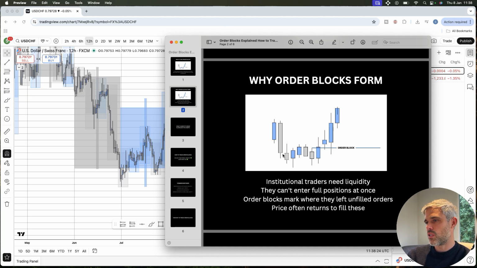As retail traders, we're never going to be the ones moving these markets. But what we can do is see where these orders are being accumulated and where the right conditions are for us to place trades, and we can just piggyback on these moves. So order blocks essentially mark where there are left unfilled orders. And as I say, price often returns to fill these, and that's why they're powerful areas that we can look for on the charts to place trades from.